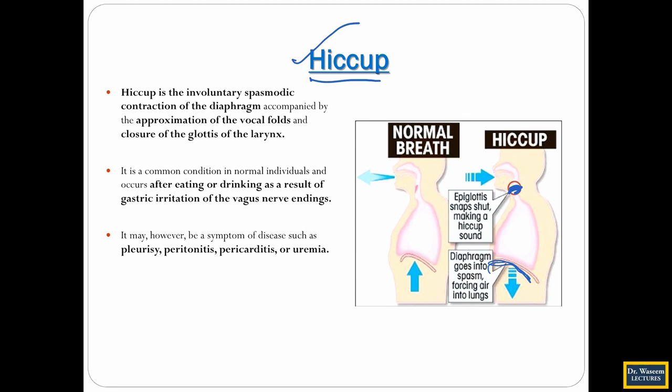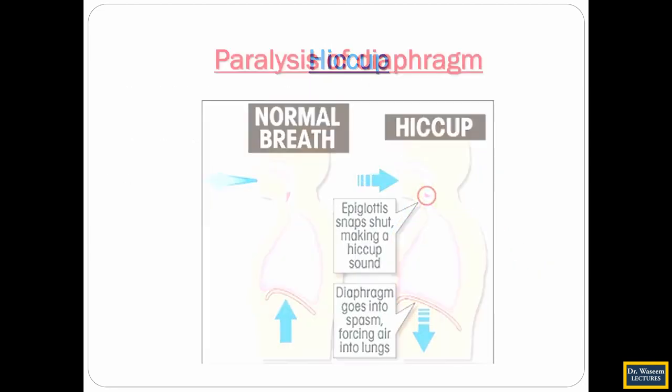This is because the glottis is closed, and the larynx as well, and a spasmodic contraction takes place here. This happens after eating or drinking some irritants also. You see, gastric irritation takes place due to the vagus nerve endings, and from the brain this is regulated here. But this happens in other diseases also, like uremia, pericarditis, peritonitis, and pleural effusion like pleurisy. This can happen in other conditions as well.